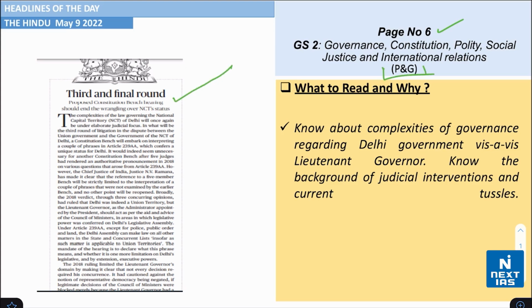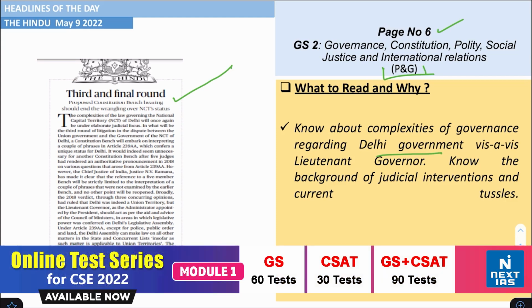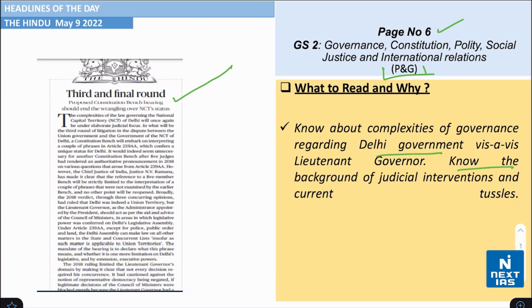The headline says that third and final round. Now, from this, you need to know about the complexities of governance regarding Delhi government vis-a-vis the lieutenant governor. Also, you need to know about the background of judicial interventions and the current tussles that are going on.